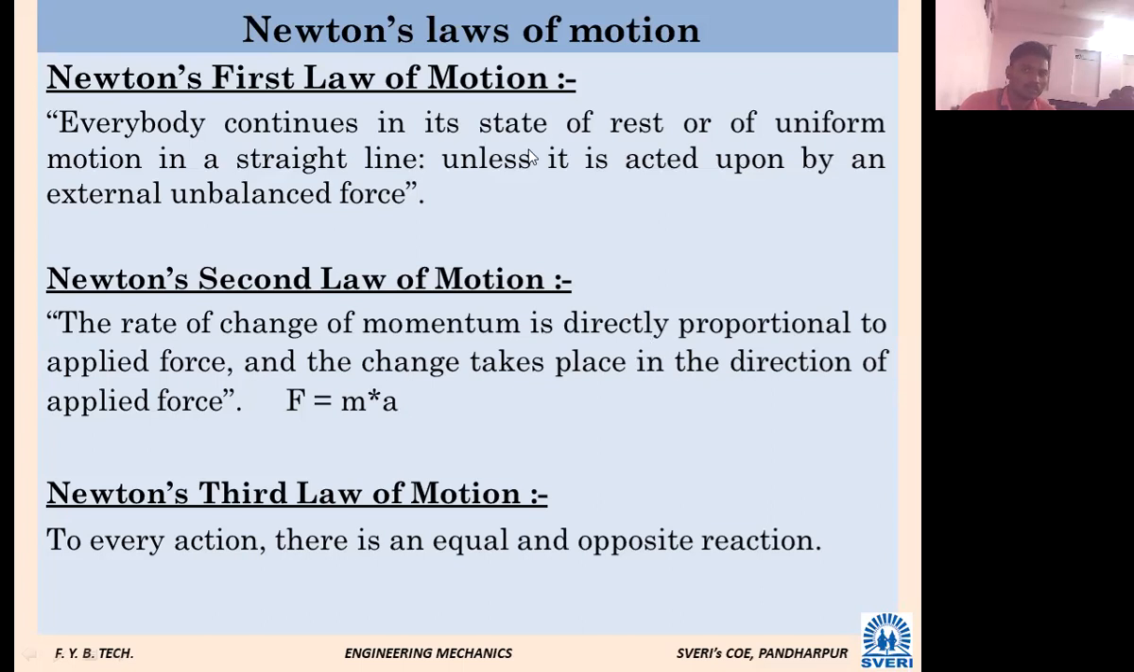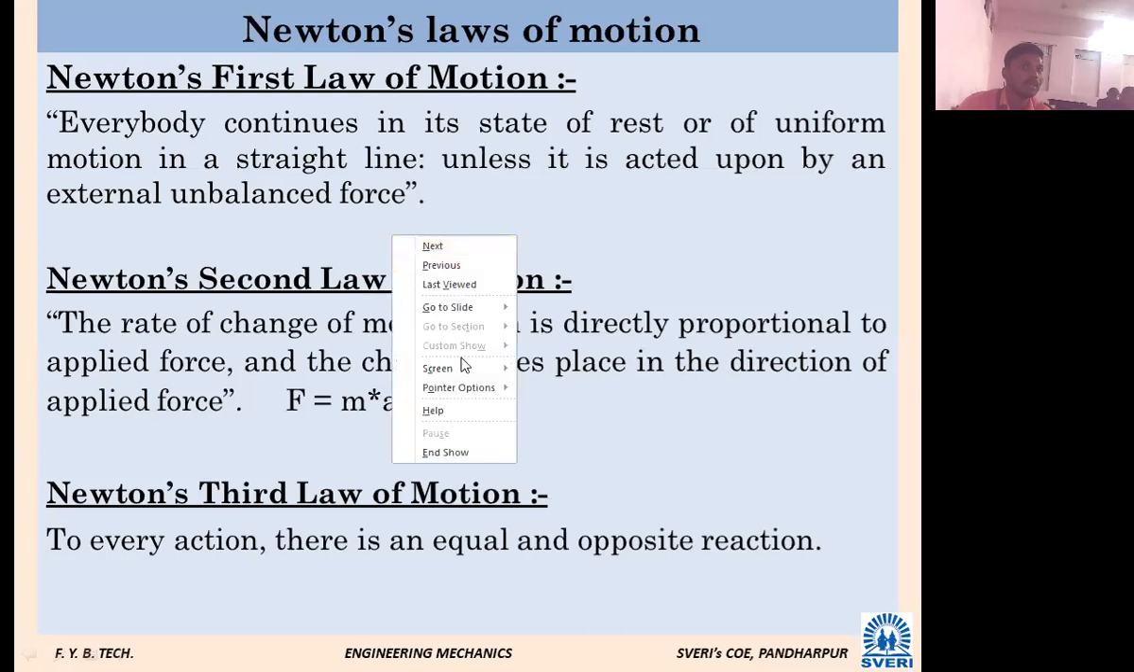Newton's first law of motion: every body continues in its state of rest or of uniform motion in a straight line unless it is acted upon by an external unbalanced force. Which entity is this law describing? We discussed it. Unless and until there is an unbalanced force acting on the body, it will continue its motion or its rest. So it describes inertia.